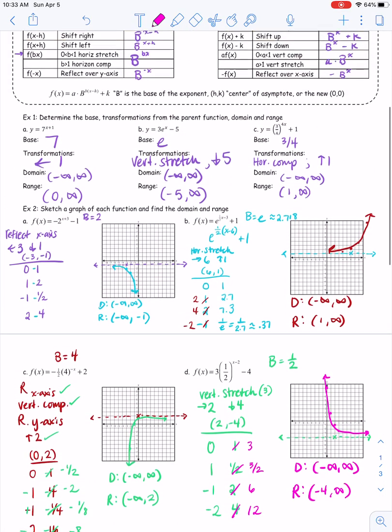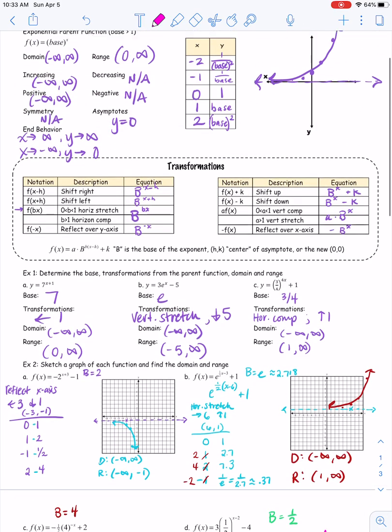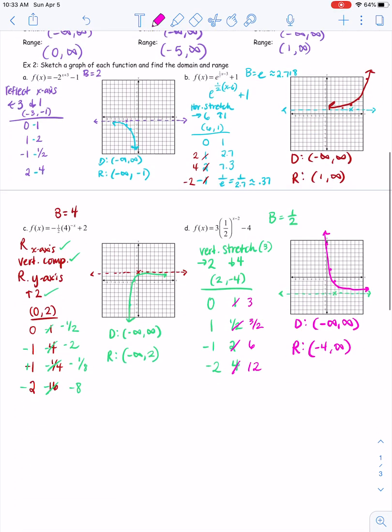Okay, your practice is only 4 problems, so make sure you identify the base, list out the transformations, write the parent function, transform it as necessary, and then graph those points. I might ask you to write domain, range, and behavior, whatever.